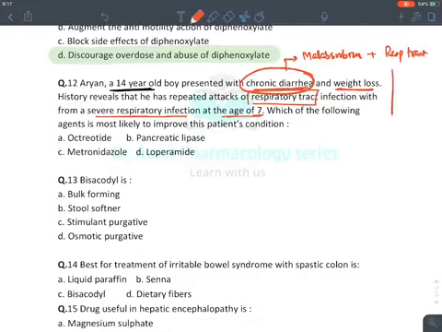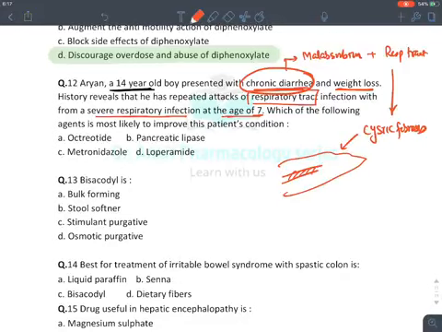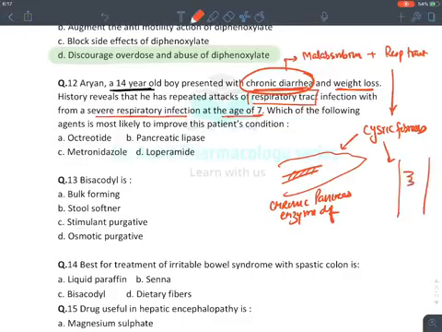Now remember, malabsorption with recurrent respiratory tract infection. Think about a disease known as cystic fibrosis. Because in cystic fibrosis, the ducts of pancreas get blocked, which can lead to malabsorption. There is chronic pancreatitis or chronic pancreas enzyme deficiency.